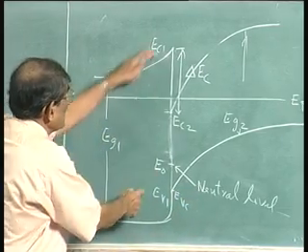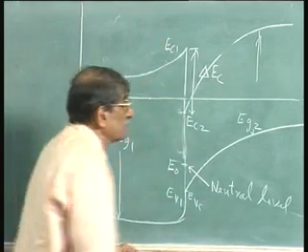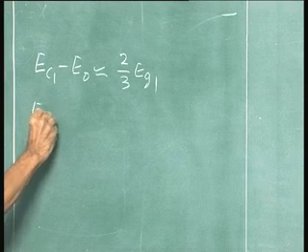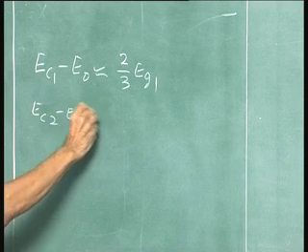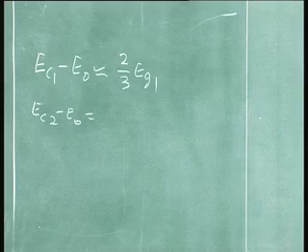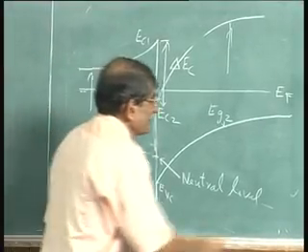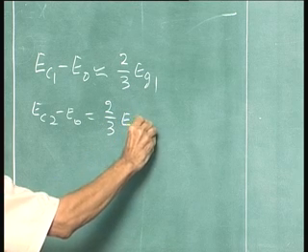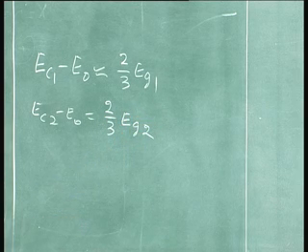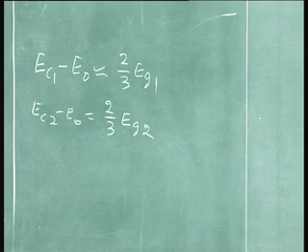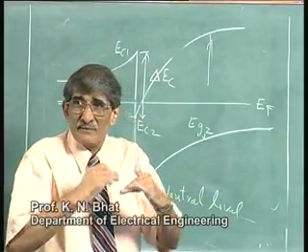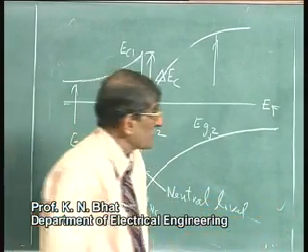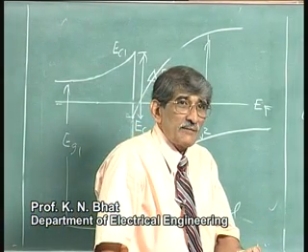Okay. So, let me just put this here once again, just a bit closer: delta E_c equals E_c1 minus E_c2, okay, which is actually equal to 2/3 of E_g1 minus E_g2, actually equal to 2/3 of delta E_g.